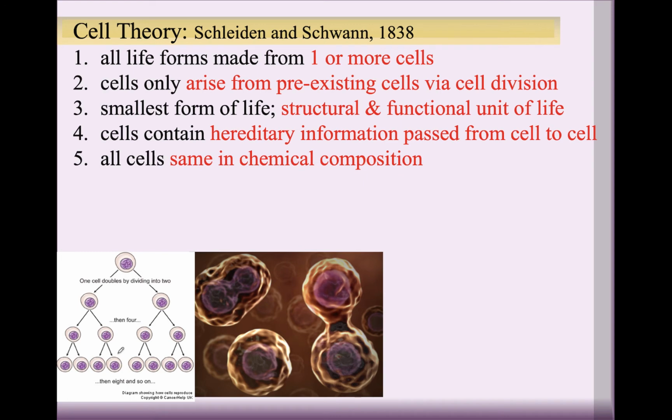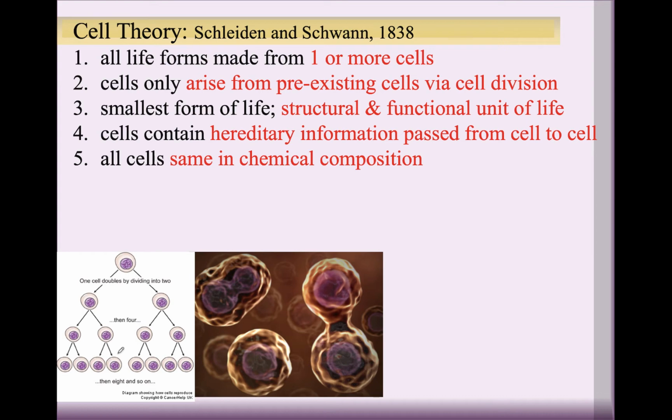All cells are the same in chemical composition. Now, that doesn't mean that one particular cell doesn't have more of a chemical than another cell. So, for instance, myocytes have lots and lots of protein. So far more protein in myocytes than there is either carbohydrate or lipid. On the other hand, adipocytes have lots and lots of lipid, not so much protein and not so much carbohydrate.